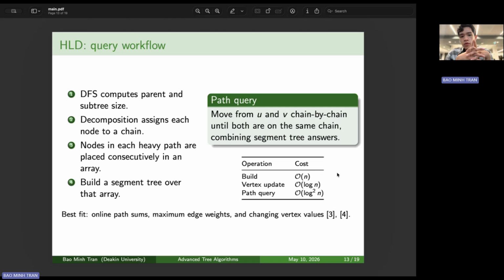So that's it. Instead of constructing an independent segment tree for each heavy path, there's a way to construct only a single segment tree that you use for all the heavy paths. Refer to my article for more details.